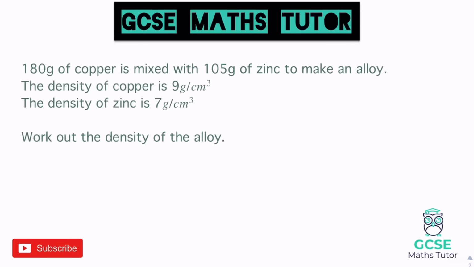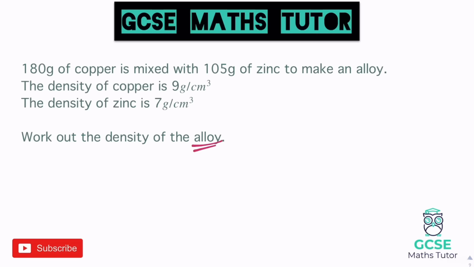Right, so 180 grams of copper is mixed with 105 grams of zinc to make an alloy. The density of copper is 9 grams per centimetre cubed, and the density of zinc is 7 grams per centimetre cubed. Work out the density of the alloy, which is just a mixture of metals. Now, whenever we've got this sort of mixture going on with mass, density and volume, I like to tidy it up in a 2-way table.